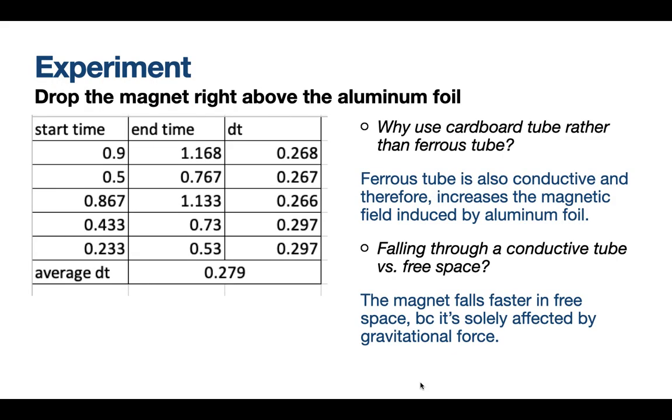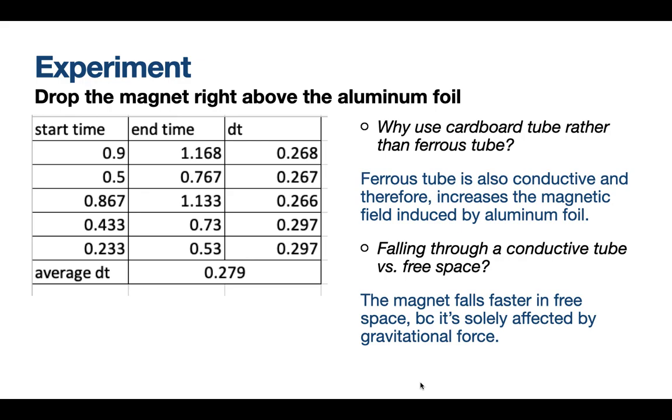This is my experiment. See the table on the left. I repeat the experiment 5 times and calculate the average delta t, which is equal to 0.279 seconds. So why use a cardboard tube rather than a ferrous tube? Our aim here is to calculate the magnetic field induced by the aluminum foil. But the ferrous tube is also conductive, so it will increase the total magnetic field and make the result inaccurate.